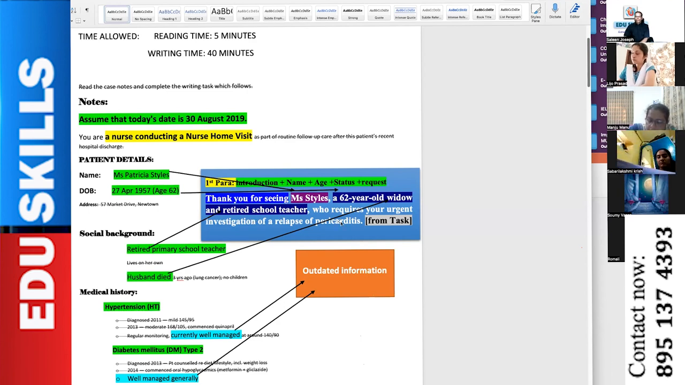If you just write who requires, most of you make this mistake. Who requires your urgent investigation and management? Of what? That's very, very important. Of what? My investigation or management of what is very important. Most of you stop saying that. Who requires your urgent investigation and management or whatever. You stop with that. No, that's not perfect.